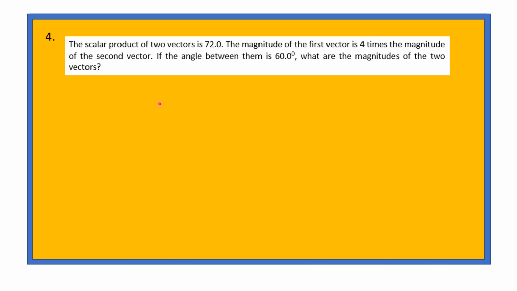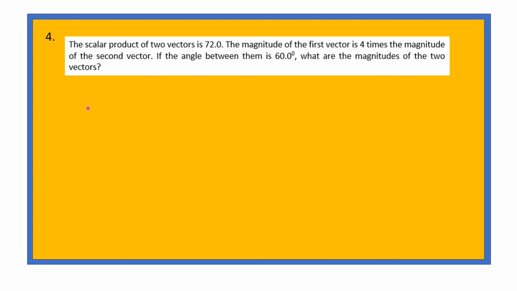Number 4. The scalar product of two vectors is 72.0. The magnitude of the first vector is 4 times the magnitude of the second vector. If the angle between the two vectors is 60.0 degrees, what are the magnitudes of the two vectors?